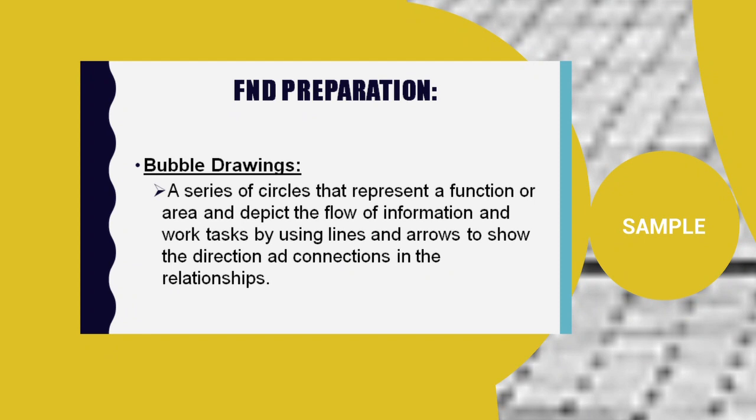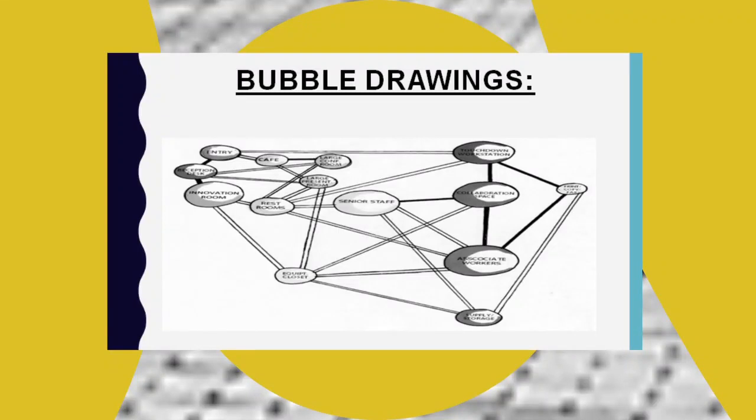Also, making of the bubble drawings. This is a series of circles that represent a function or area and depict the flow of information and work task by using lines and arrows to show the direction and connections of the relationship. So this is an example of a bubble drawing made of circles. It shows the relationships between various areas and departments in the project or design.